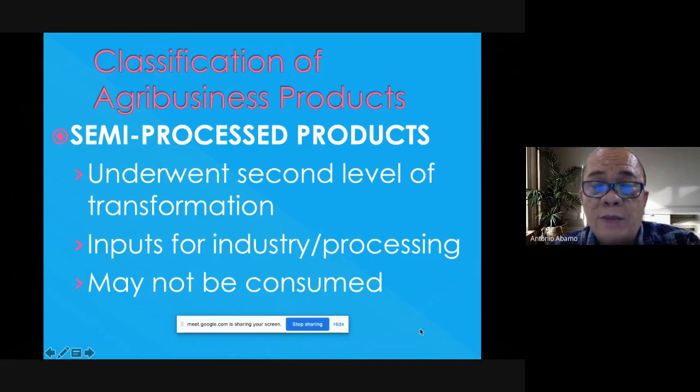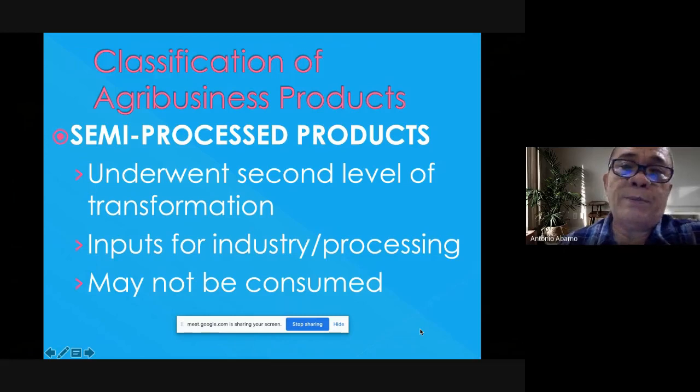Okay, in other words, we will discuss later on that in agribusiness there are various levels of processing. In fact, there are four levels of processing. You have first level, second, and up to the fourth level. Now, this semi-processed product has undergone second level of processing or transformation.